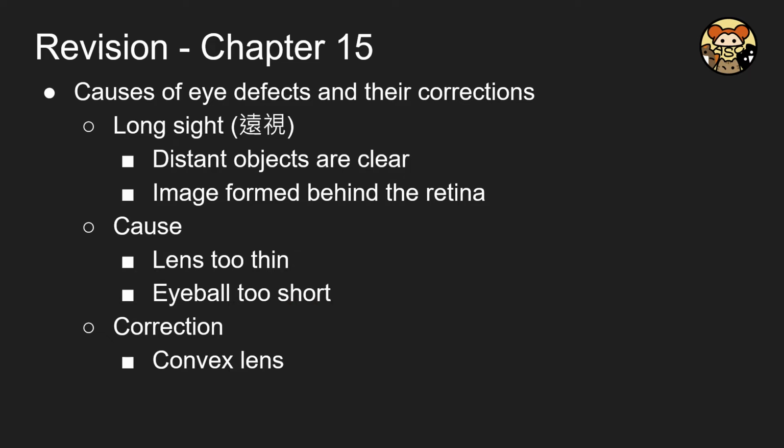And long-sightedness is the reverse case. For a long-sighted person, distant objects are clear, but close objects are blurred, and the image is formed behind the retina. And the cause and also the correction will be the reverse of short-sightedness. So I recommend you remember the case of short-sightedness.